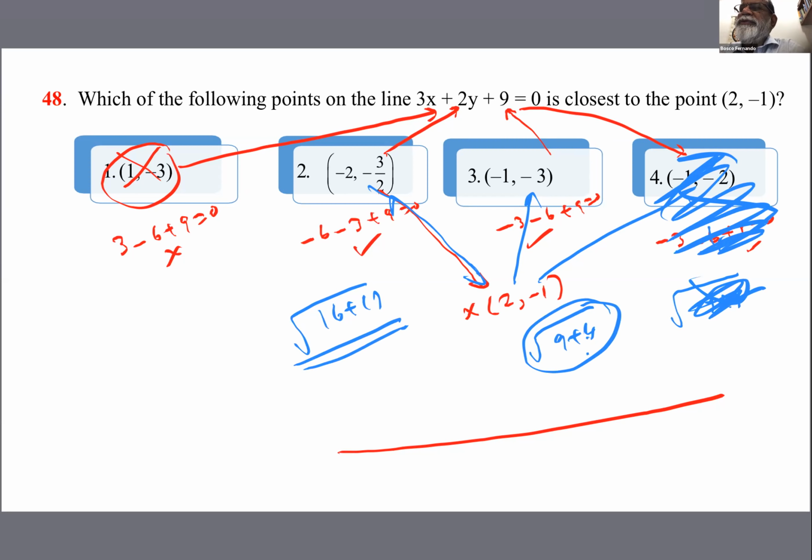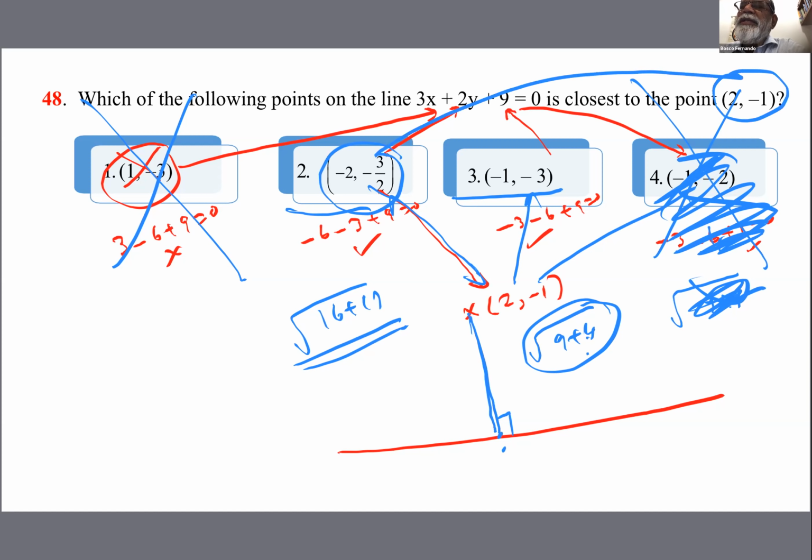So what have I found? The first option is not on the line, the second option is not on the line. Either this or this is the answer. Closest means the distance between them should be shortest, that is the foot of the perpendicular. I find the distance between this point and the given point, it is more than root 16. I find the distance between this and this, it is just root 13. That is the shortest. So if the question is correct, this should be the answer.